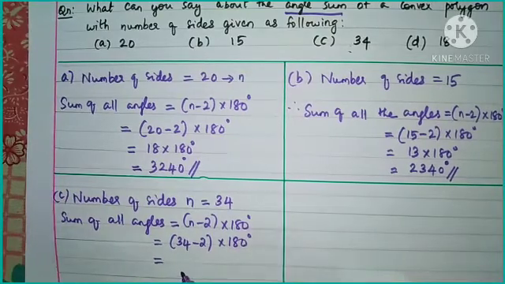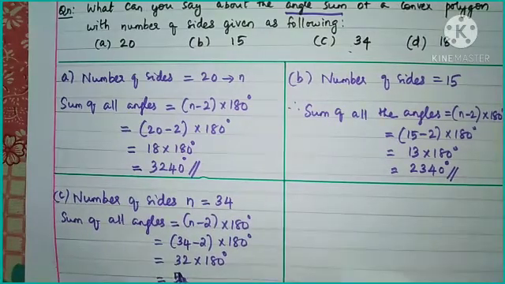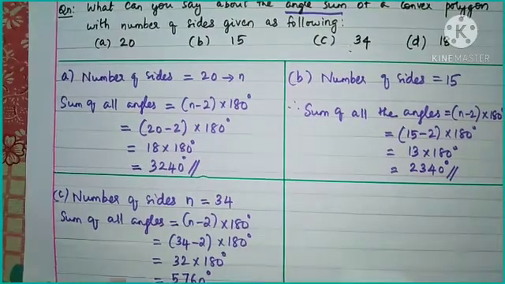It is 32. So 32 into 180 degrees. All of you find out, it will come 5760 degrees. Understood, children? Yes.